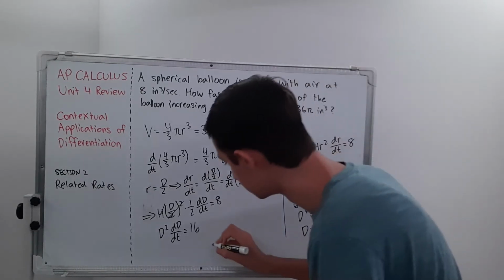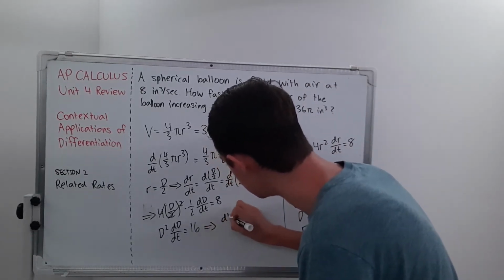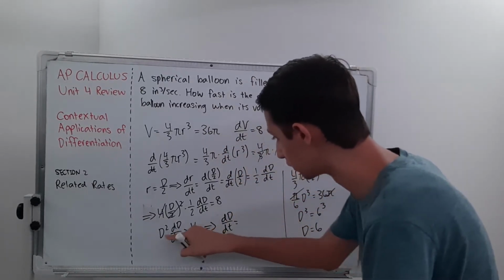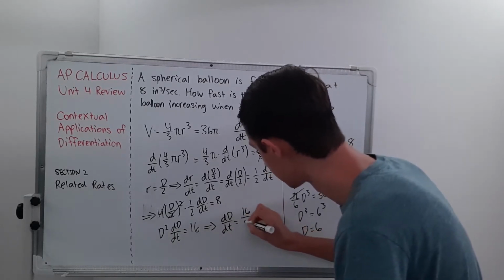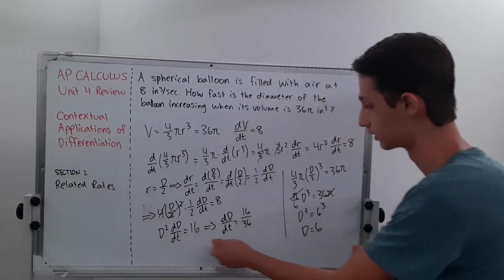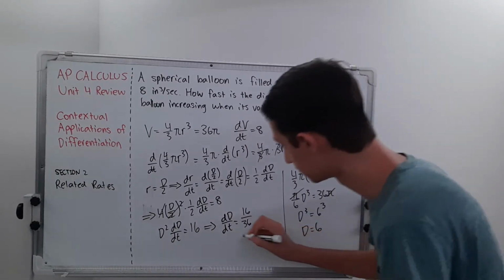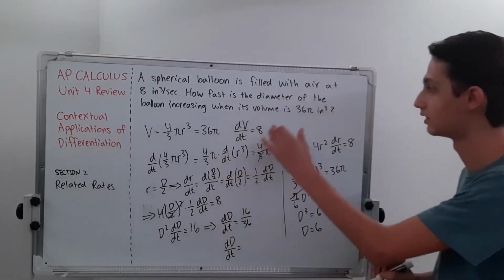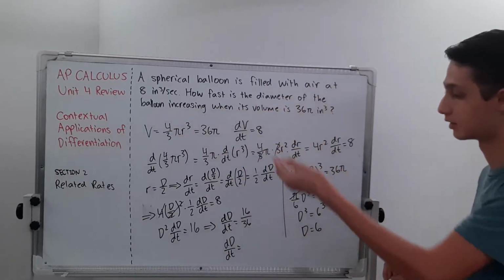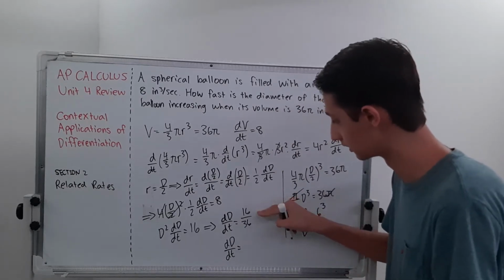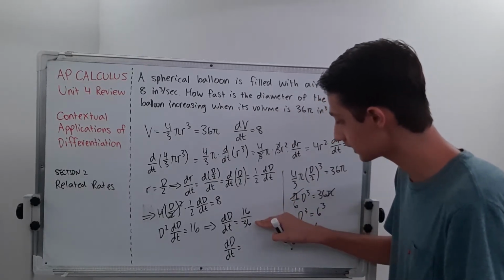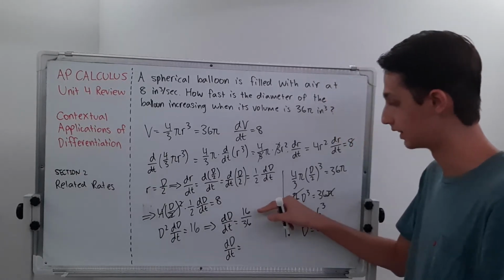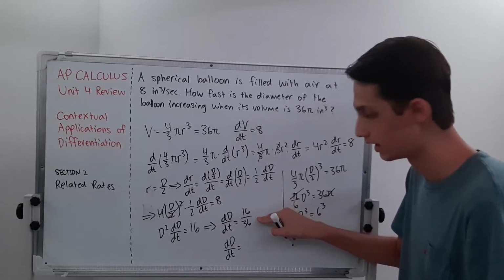So we can just plug that in. We need to say that dD over dt is just equal to 16 over 6 squared, over 36, basically, since 6 squared is just 36. So then we can reduce this, and we say that the rate of change of the diameter with respect to time, so how fast the diameter is increasing, is going to be, let's see, 8 over 18, and then that reduces to 4 over 9, and that's all we can do.